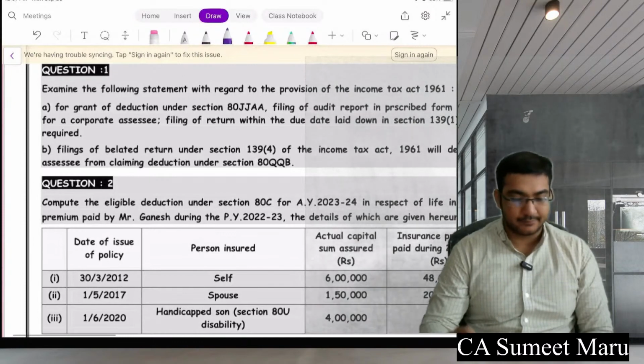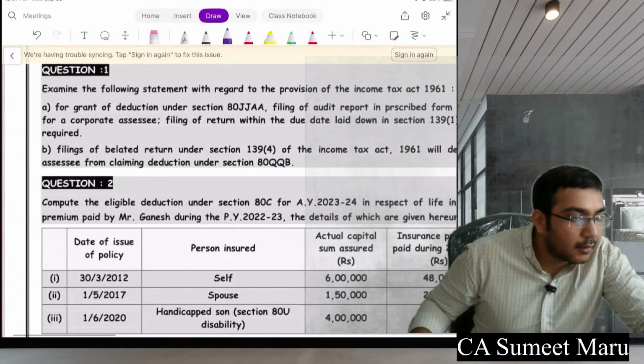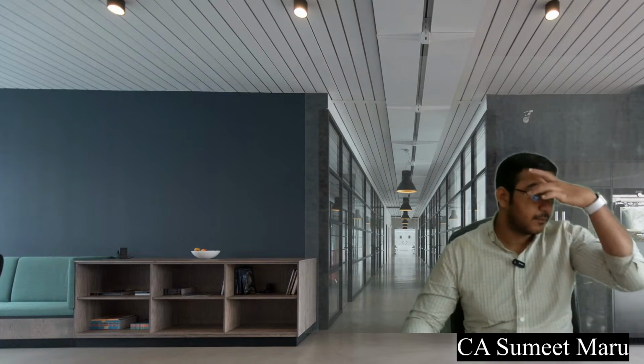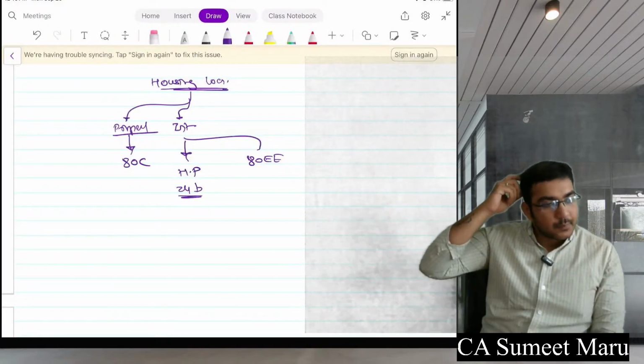Arey yaar, why this stop now? Yeah, see this chart.